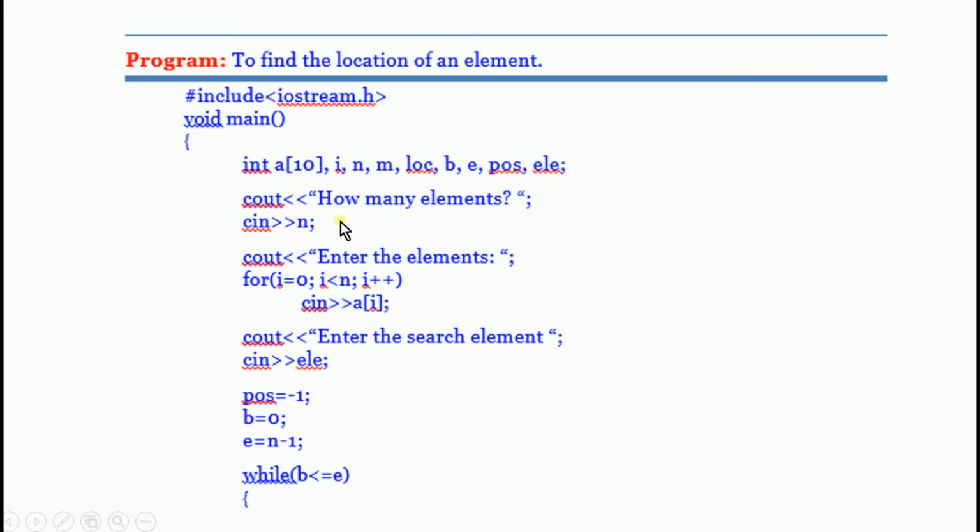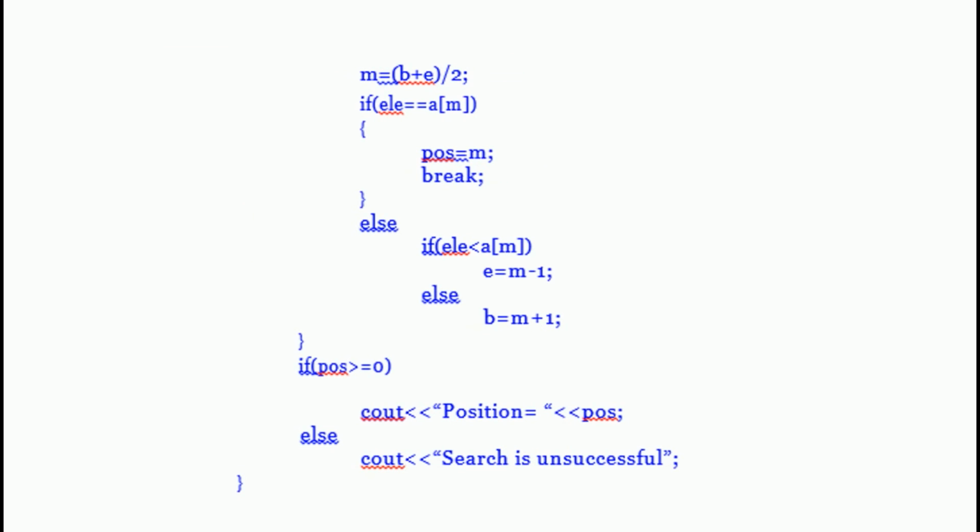So how many elements? cin n. Cout enter the elements, for i equal to 0, i less than n, i plus plus, cin a of i. Cout enter the search element, cin element. So we will take POS equal to minus 1 as per the algorithm, B equal to 0, E equal to n minus 1, while B less than or equal to E as per the algorithm. We will not change the program. While B less than or equal to E, M is equal to (B plus E) divided by 2.